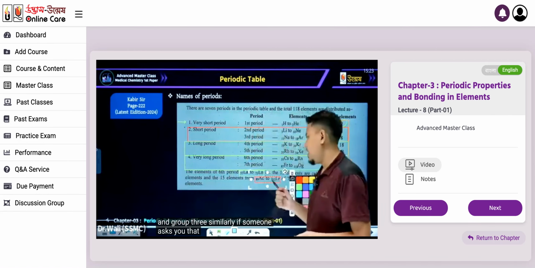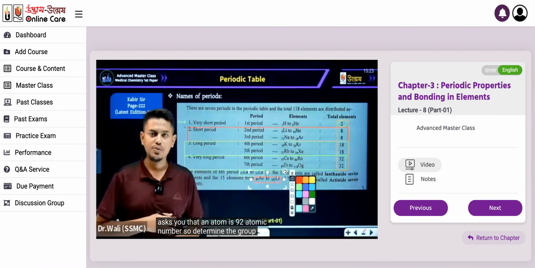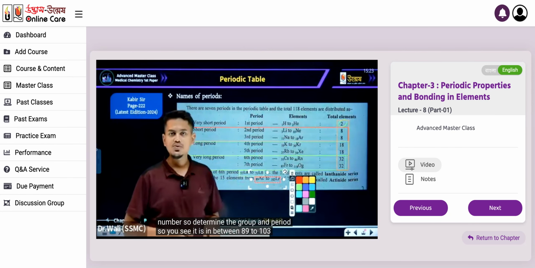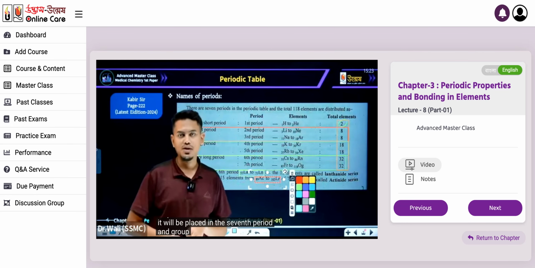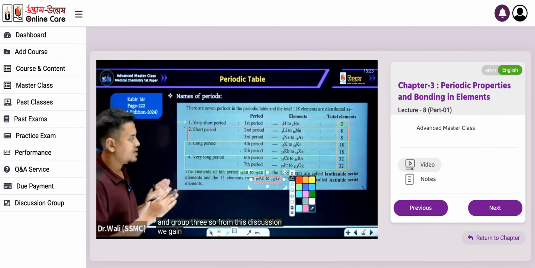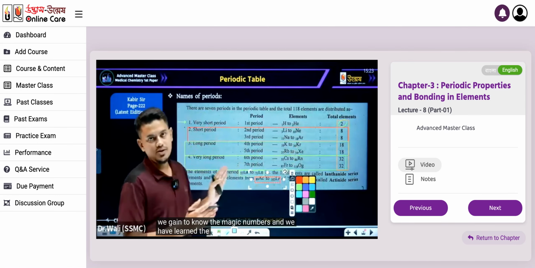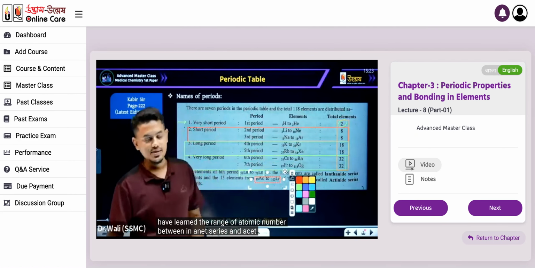Similarly, if someone asks you for an atom of atomic number 92, determine the group and period. You see it is between 89 and 103, so it will be placed in the 7th period and group 3. So from this discussion, we have learned the magic numbers, and the atomic number ranges of the lanthanide series and actinide series.